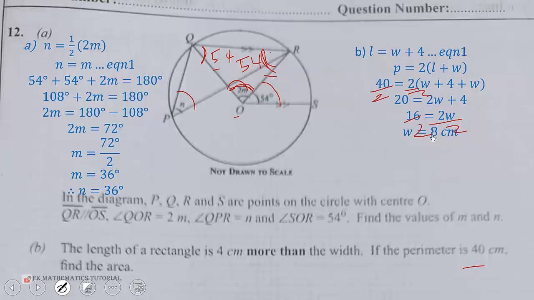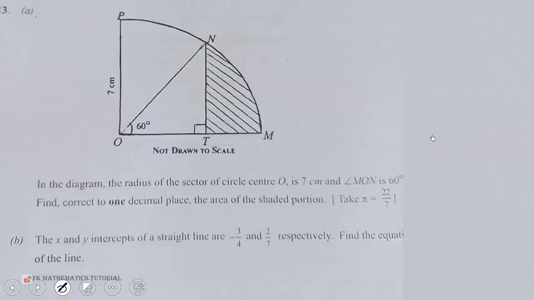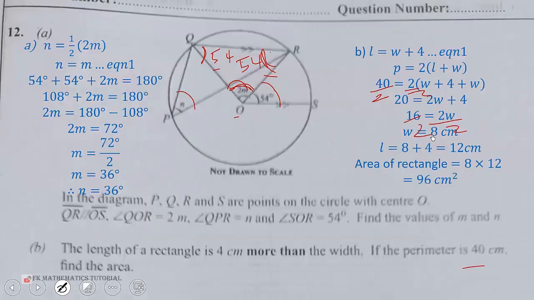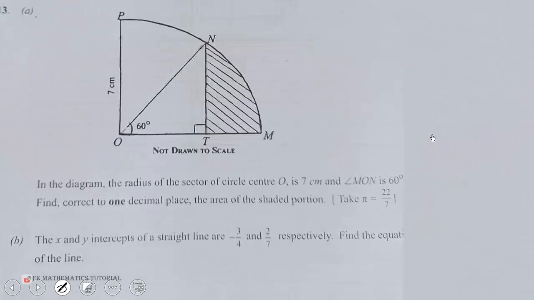Now we know W. We can find L by adding 4 to 8. That will give us 12. So the area of the rectangle will be 8 times 12, which is 96 centimeters squared. Okay, 96 centimeters squared. Now let's look at the final question for this paper, WASSCE 2023 core mathematics paper.